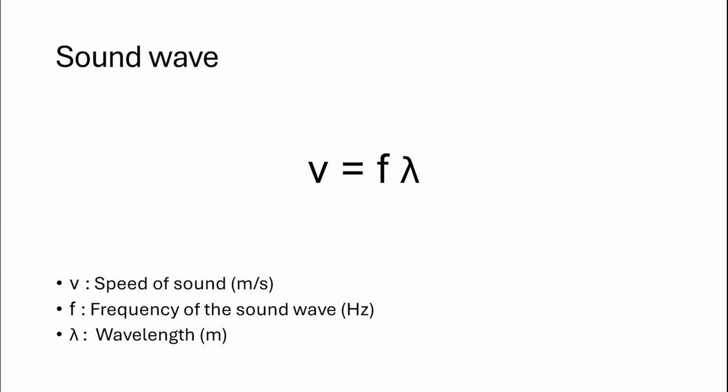One way a sound wave can be quantitatively described is using the formula v = fλ, where v is the speed of sound, f is the frequency, and λ represents wavelength.